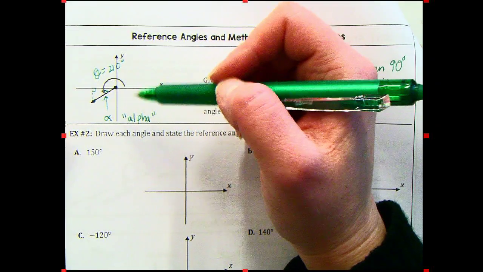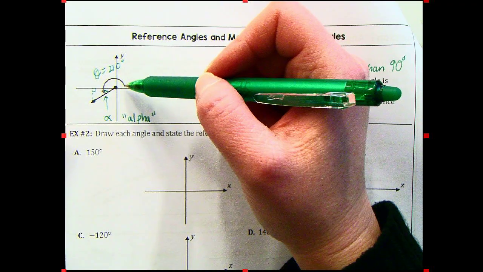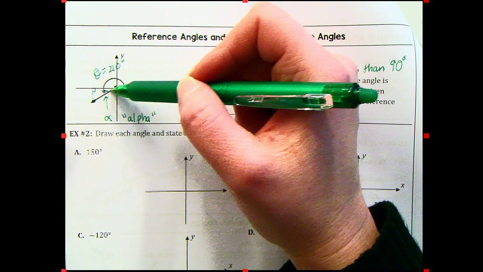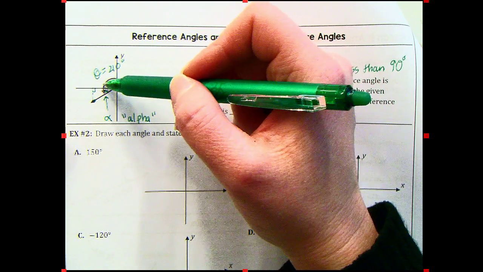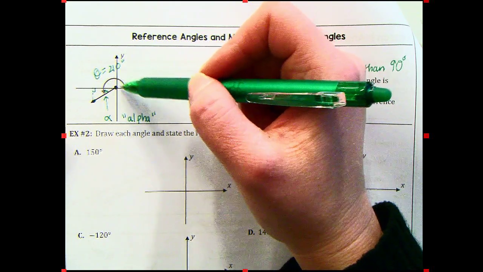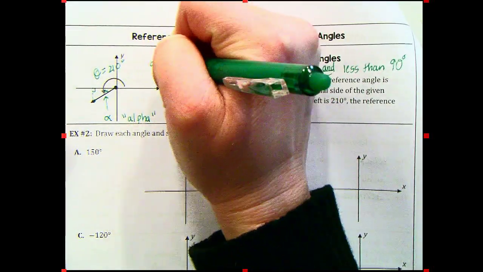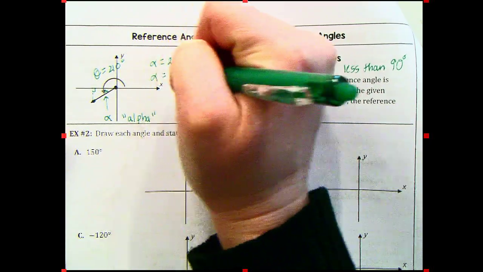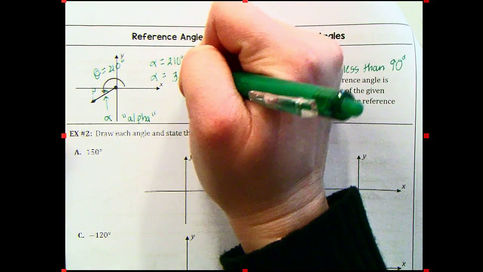The alpha, the reference angle, is found by visualizing whatever setup you have. If this whole thing is 210 and I just want this little angle right here, I don't want any of this, and all of that is 180 degrees. So alpha would be 210 minus that 180. So alpha is 30 degrees.